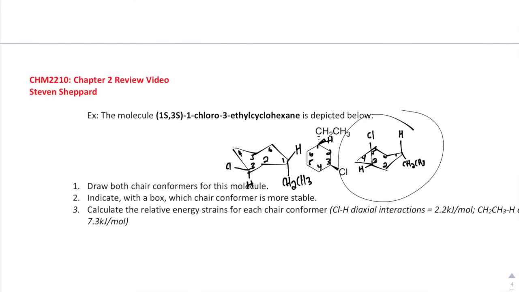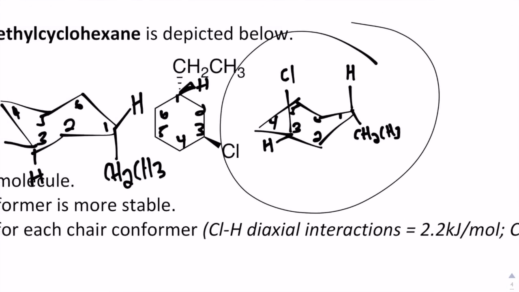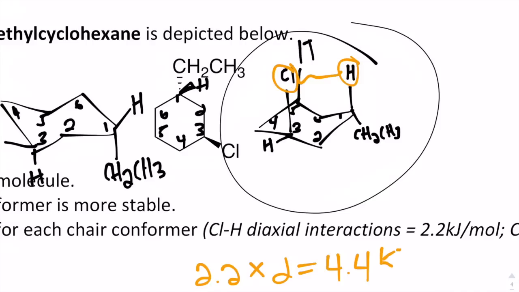Now calculate the relative energy strains for each of the conformers. Let's do this most stable one first. We see the chlorine-hydrogen interaction, and there are 2 hydrogens. Each chlorine-hydrogen interaction is going to cost us 2.2 kilojoules per mole. How many of those interactions are there? There are 2 interactions, so that gives me 4.4 kilojoules per mole. That is the energy of the first chair conformer.